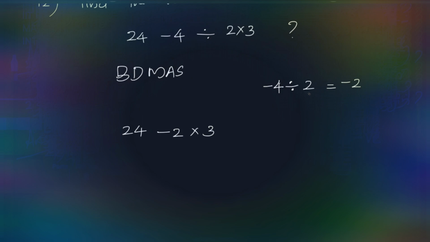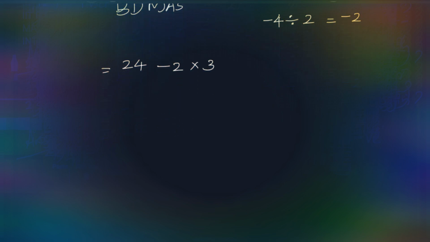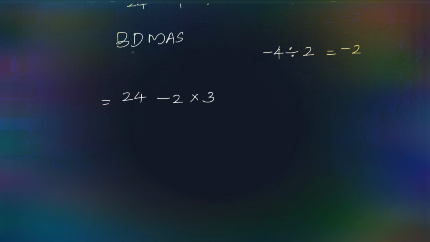This 4 divided by 2 is first done and the answer is written in the question, and it becomes like this. Then next, multiplication has the priority. After division, multiplication has the priority. So we first do the multiplication, that is 2 into 3 is equal to 6. So we can rewrite like this: 24 minus 6 equal to 18. This is our answer. Next is the 13th question.